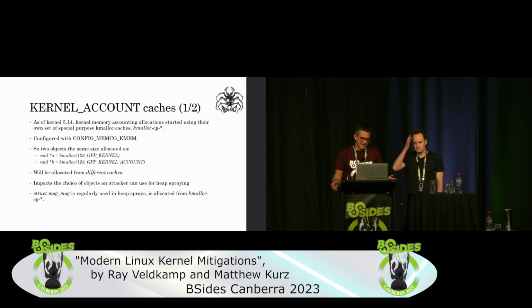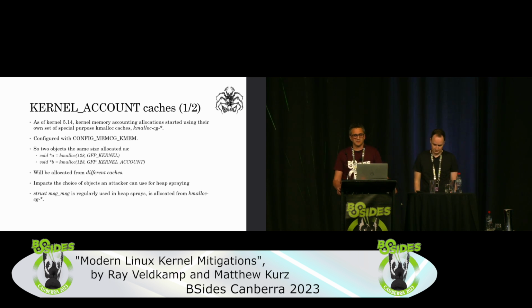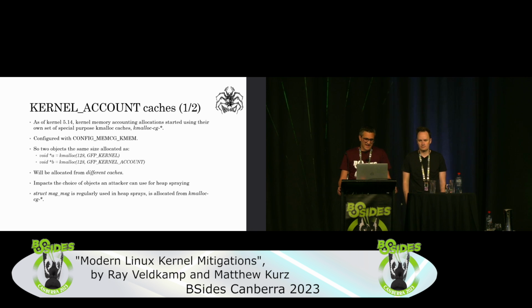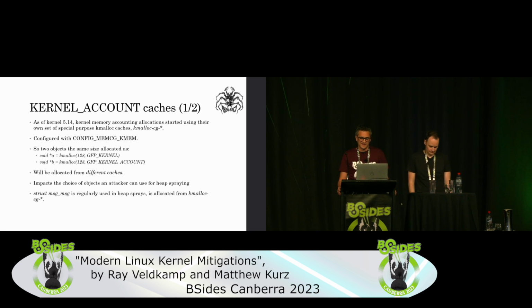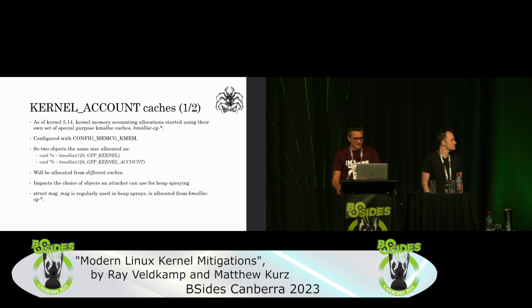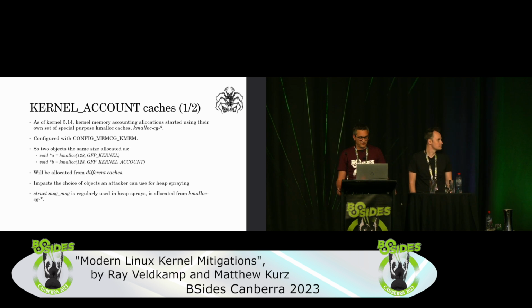The reason I'm talking about kmalloc is that there's been some movement in how these caches work in the last couple of years. As of 5.14, kernel memory accounting allocations started using their own set of special kmalloc caches, and these are denoted with the kmalloc-cg prefix. The way to configure that in the kernel is with the CONFIG_MEMCG_KMEM flag.